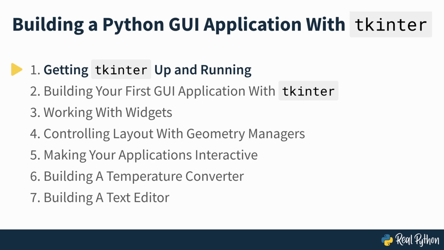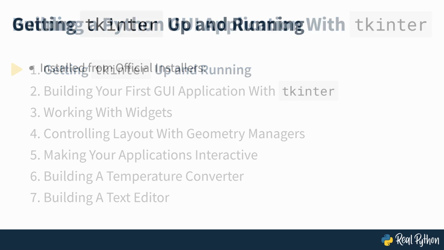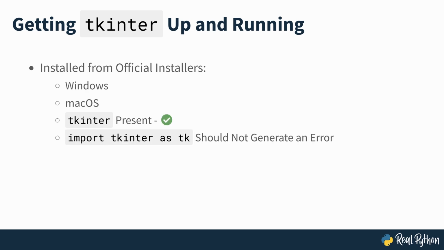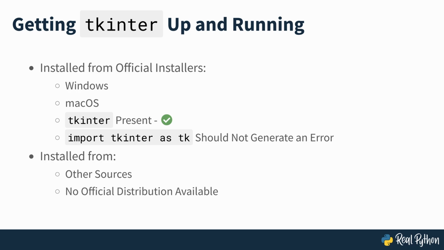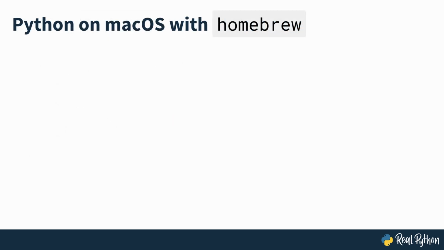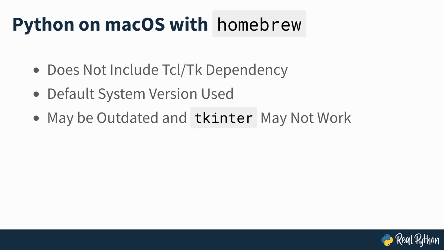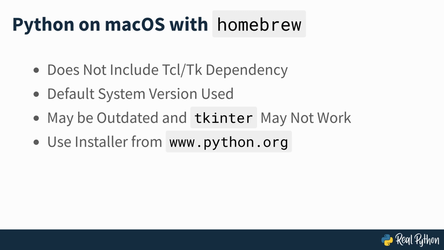Getting up and running with Tkinter. If you've installed Python with the official installers available for Windows and macOS from python.org, then you should have no problem running the code seen on screen. But if you haven't installed Python with the official installers, or there's no official distribution for your system, then here are some tips for getting up and running. The Python distribution for macOS on Homebrew doesn't come bundled with the Tcl/Tk dependency that's required for Tkinter. The default system version is used instead, and this version may be outdated and prevent you from importing the Tkinter module. To avoid this problem, use the official macOS installer.